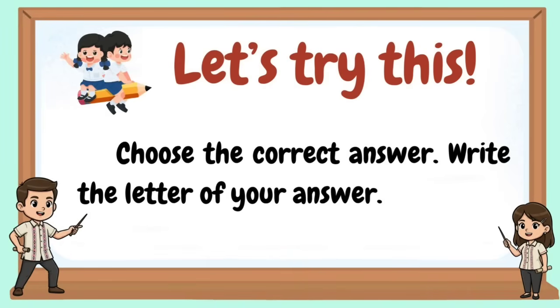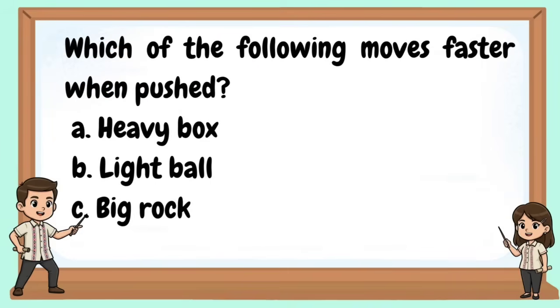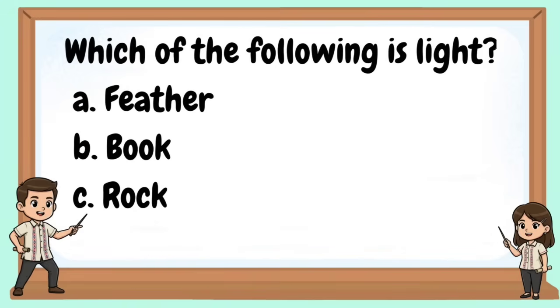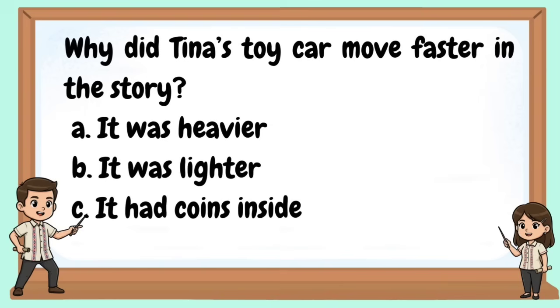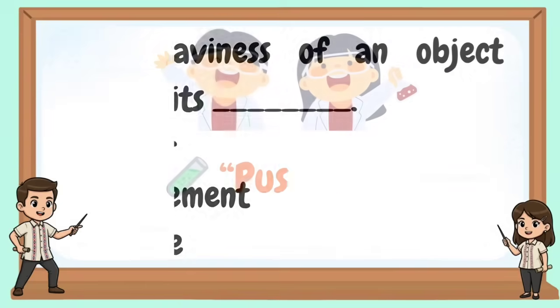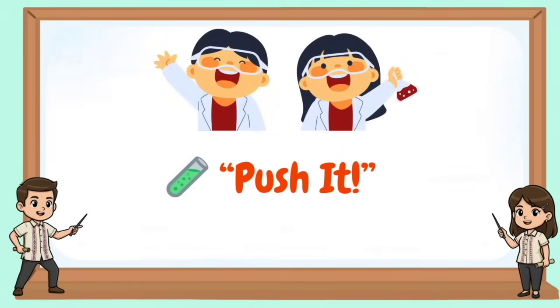Let's try this. Choose the correct answer. Write the letter of your answer. Which of the following moves faster when pushed? What happens when you push a heavy object? Which of the following is light? Why did Tina's toy car move faster in the story? The heaviness of an object affects its blank. Push it.